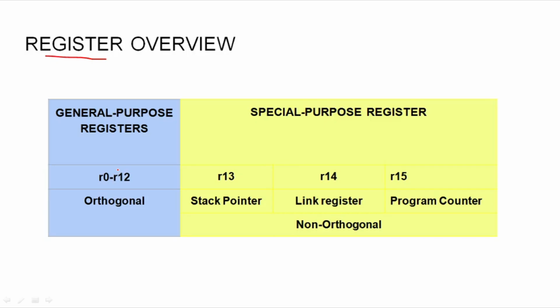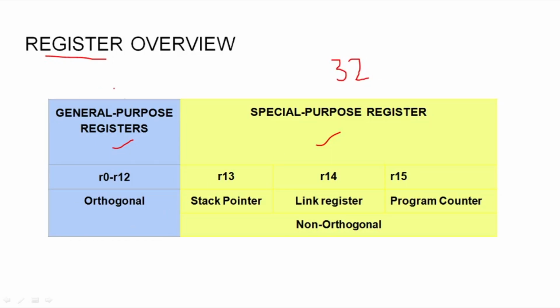If we consider ARM, it has 16 primary registers labeled R0 to R15. These are split into general purpose registers from R0 to R12, and special purpose registers such as R13, R14 and R15. Each register here is 32 bits wide in standard ARM, that is, the ARM7 architecture.